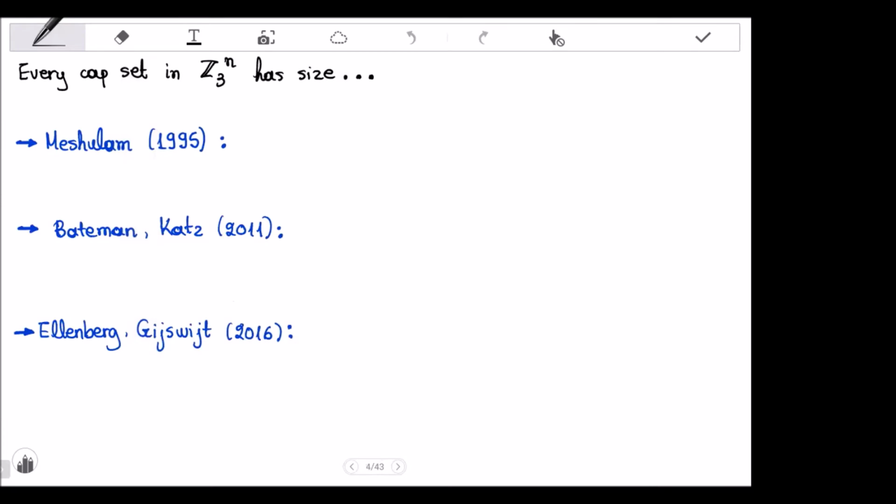And here is what was known. In 95 was a non-trivial upper bound on the size of cap sets by Meshulam, who showed that every cap set has size at most a constant times the size of the ambient space over n. And this shows that yes, okay, they're quite smaller than the ambient space. Bateman and Katz slightly improved on this, so they showed it's at most a constant times the size of the ambient space over n to the 1 plus epsilon naught for fixed epsilon naught. And the constant I'm using here is independent of n.